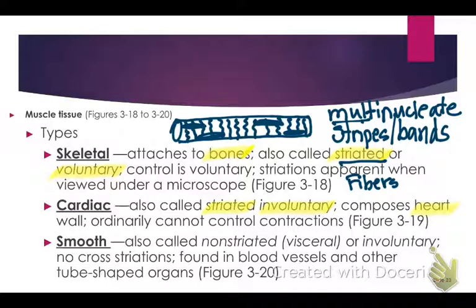Smooth muscle is non-striated, also referred to as visceral muscle, and it's involuntary. So what does visceral mean? Visceral in slang is your guts. What do you think of when you think of your guts? You think of your stomach and your intestines. Those are your viscera, your internal organs. So we find smooth muscle in tube-shaped organs, things like the esophagus.